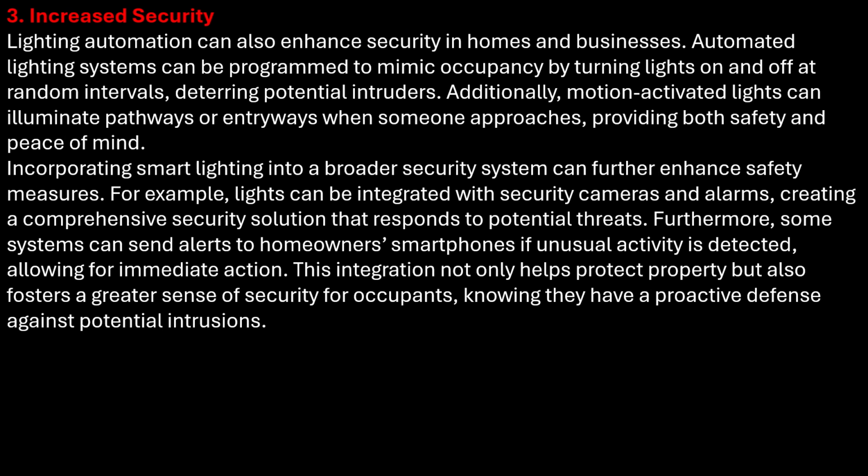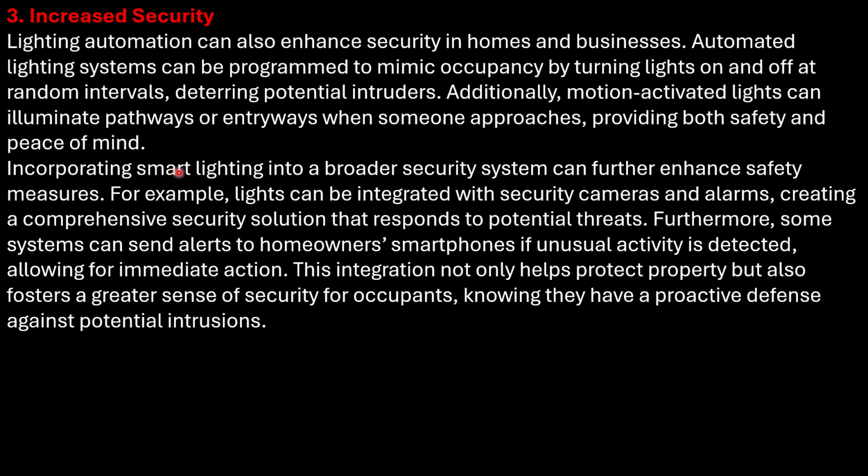Friends, the third benefit of automation system is increased security. Lighting automation can also enhance security in homes and businesses. Automated lighting system can be programmed to mimic occupancy by turning lights on and off at random intervals, deterring potential intruders. Additionally, motion activated lights can illuminate pathways or entryways when someone approaches, providing both safety and peace of mind.